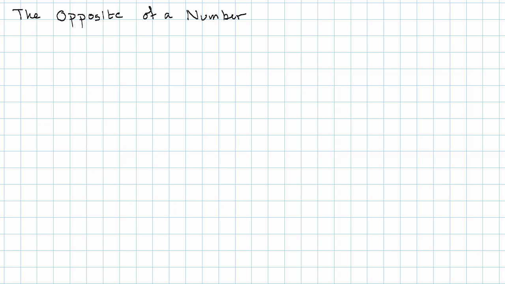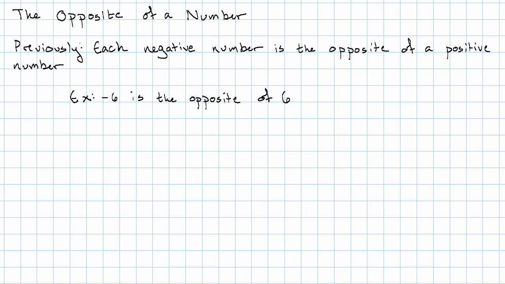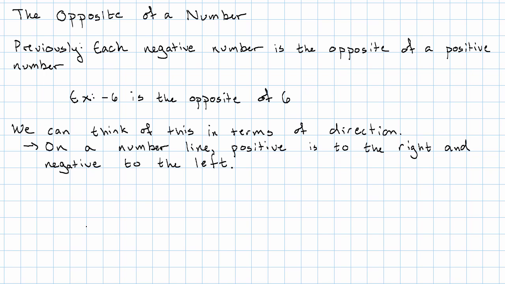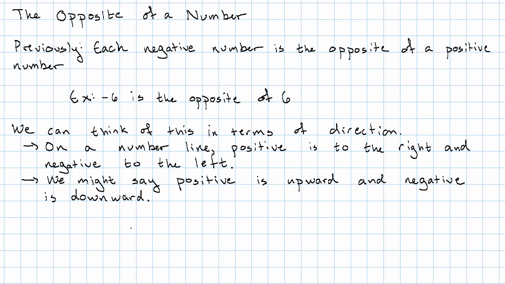When we introduced negative numbers, we said that each negative number is the opposite of a positive number. So for example, -6 is the opposite of 6. And we thought of this in terms of direction. We saw this on a number line, where positive is to the right and negative is to the left. In another context, we might say positive is upward or negative is downward.